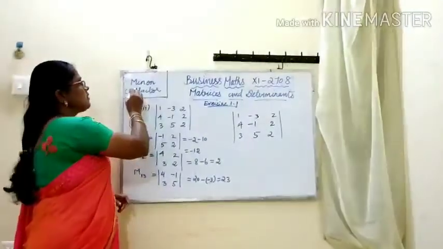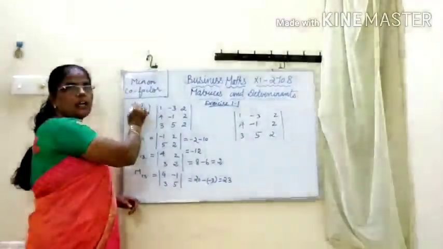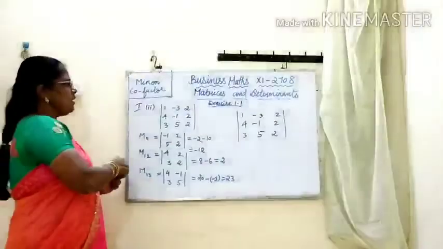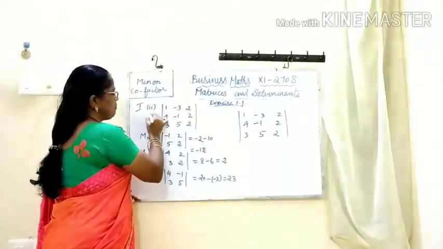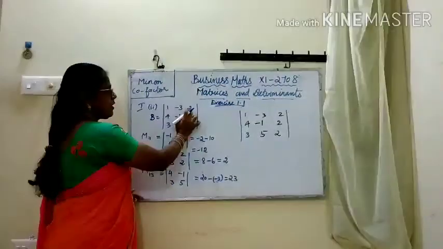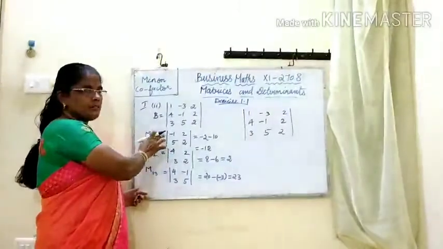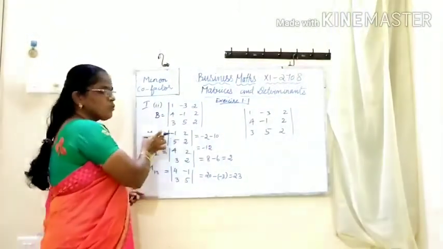In the last class, we studied minor and cofactor, and how to find minor as well as cofactor. Today we recall it first. For example, let B equal to the matrix with rows 1, minus 3, 2; 4, minus 1, 2; 3, 5, 2. This is the matrix given. For this matrix you have to find the minor.